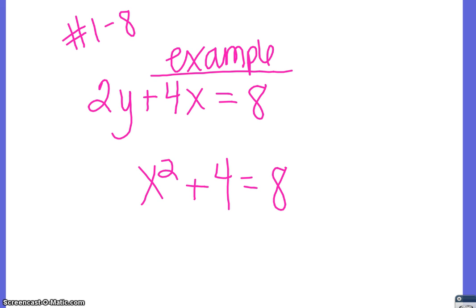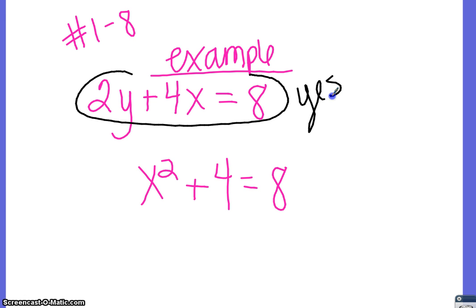If I have two examples here, I have 2y plus 4x equals 8, and I have x squared plus 4 equals 8. So in order to determine whether or not it is linear, what do you guys think I should do? What could I do with this first equation? Some of you are probably telling me to go ahead and solve to get y by itself, which I absolutely can do. But let's look at the equation. If I have 2y plus 4x equals 8, my y and my x are both to the first power. So do we think this equation is linear? Yes. The answer is yes, this is linear.